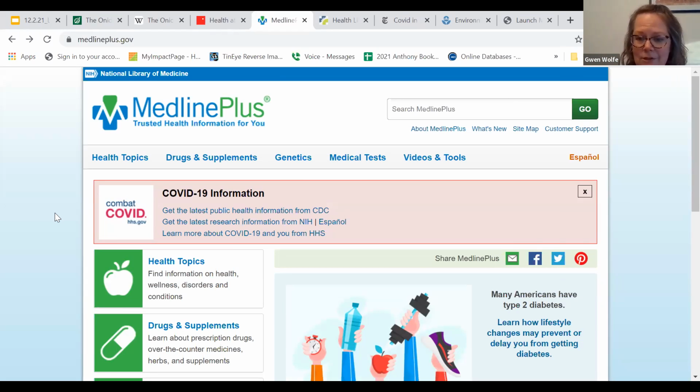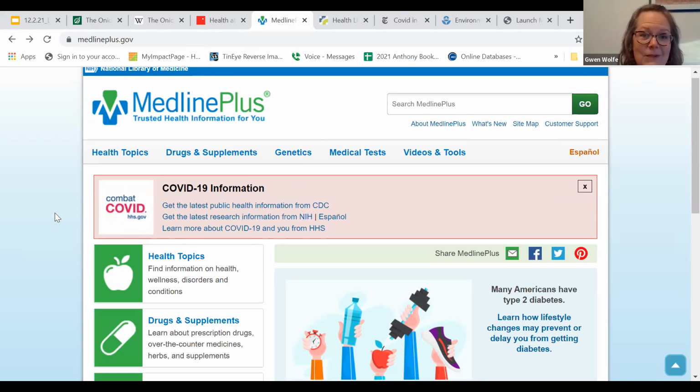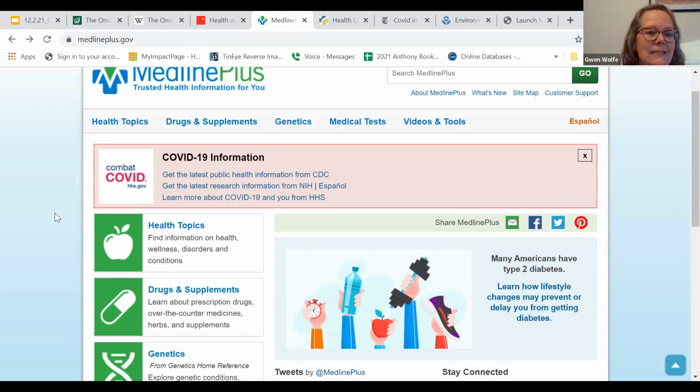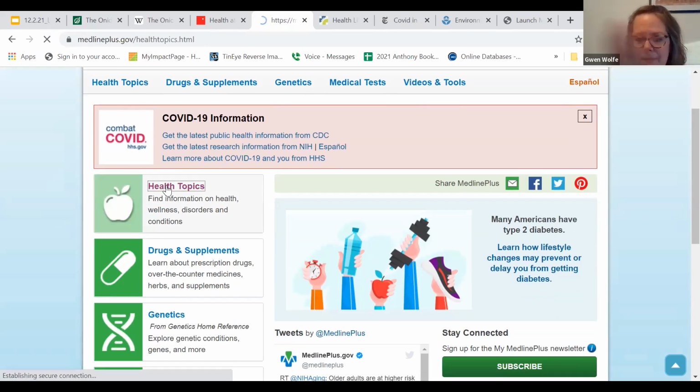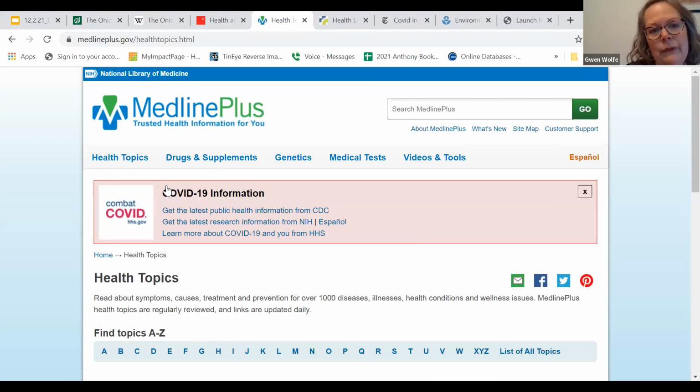It also comes in Spanish if anybody is bilingual or looking for alternative resources in another language. And that's really exciting for us when we're trying to promote, especially in a diverse campus environment where I work. I'm always looking for things in other languages. It's divided up by specific topics. And so we're going to take a look at the first one. It's health topics. It's very straightforward.